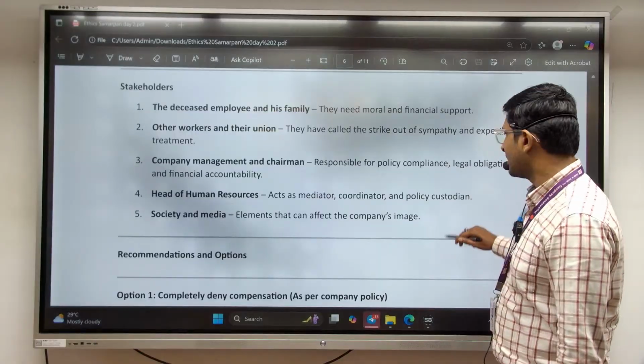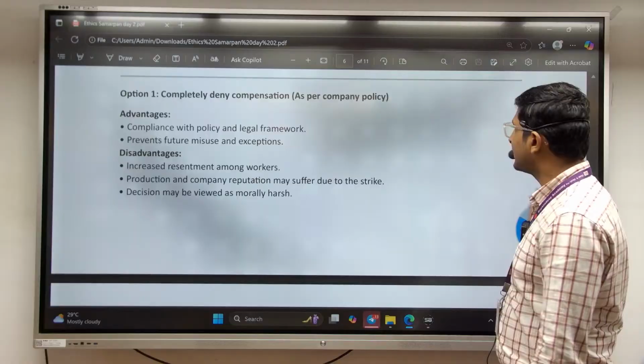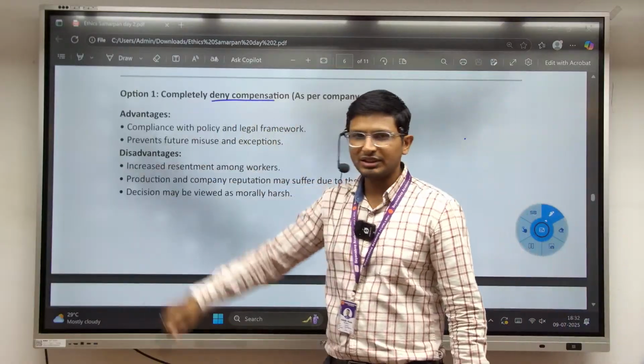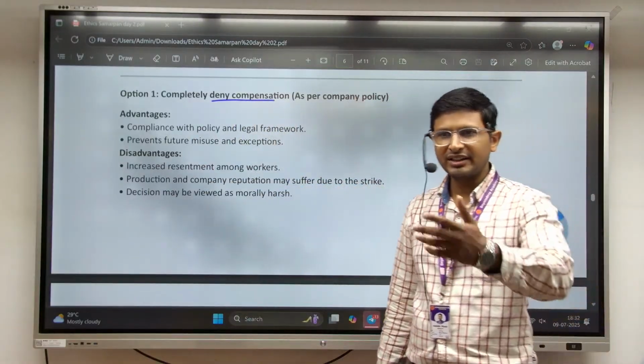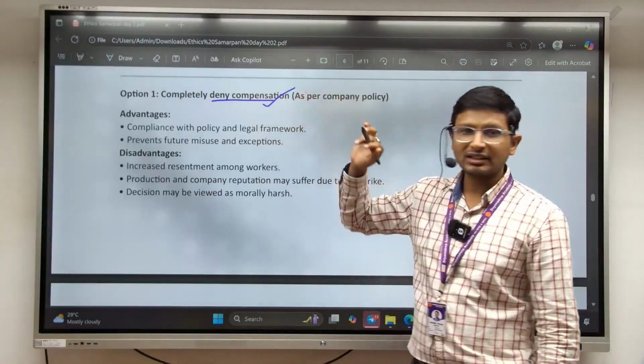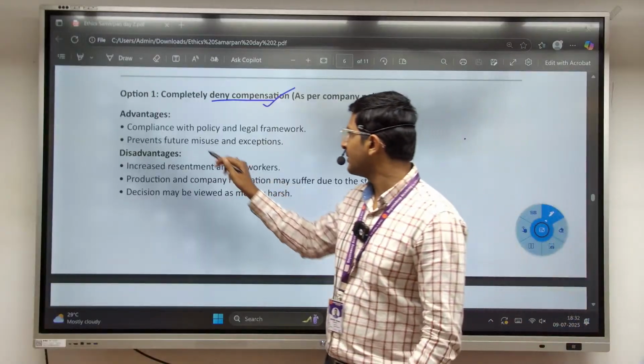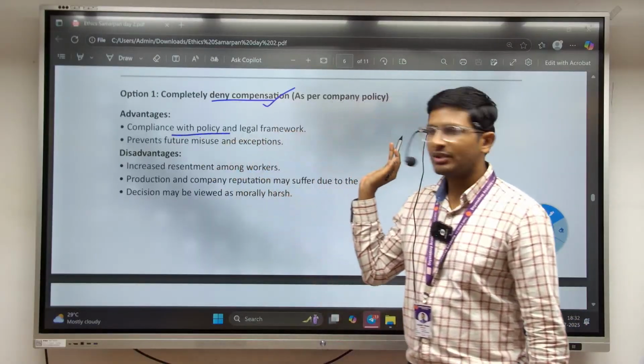Then recommendations, the options you have to write. First recommendation: completely deny it as per the company policy. I told you, you can directly deny it. But there are advantages and disadvantages for everything. If you deny, what are the advantages? You followed the company policy.